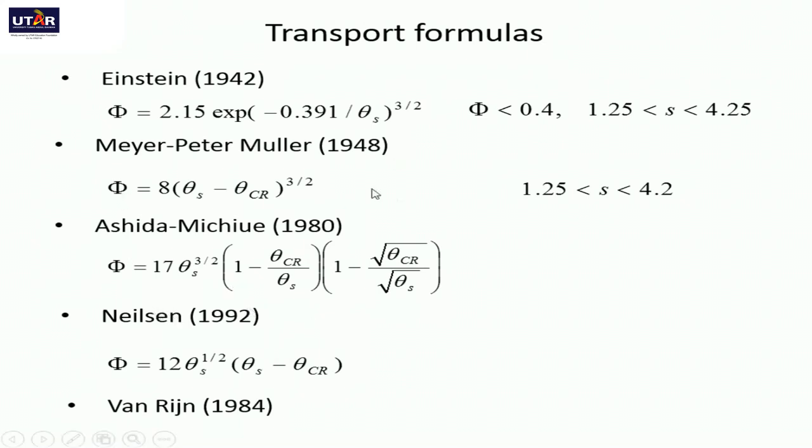The early one was proposed by Einstein, who is a nephew of the famous Albert Einstein, in 1942, and is an exponential form. The next one, proposed by Meyer-Peter and Müller in 1948, which is still used by many researchers, is written in this way. Ashida and Michiue, in 1980, proposed this form. Nielsen has a similar form. And now we have a different form proposed by Van Rijn.